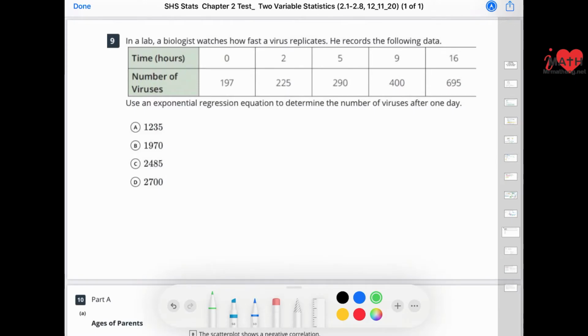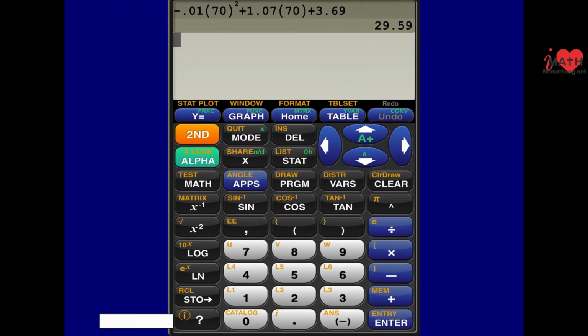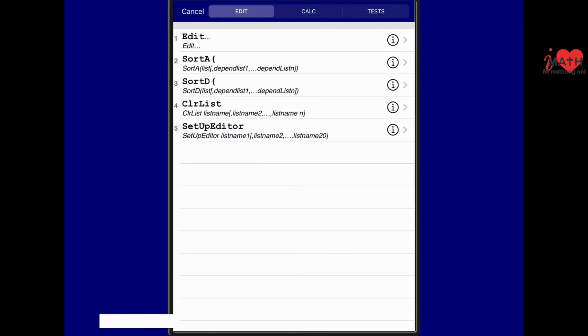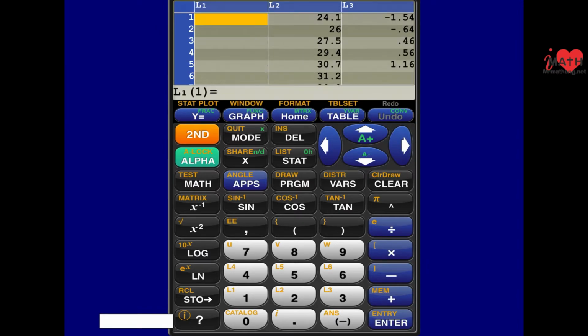All right, let's put this in. Wherever you are, stat, edit, list 1, clear, enter, list 2, clear, enter, 0, 2, 5, 9, 16, then 197, 225, 290. Remember, they're kind of telling us to use the exponential, but if you use the residual plot and the coefficient of determination, that would help us figure out if it's linear, quadratic, or exponential.